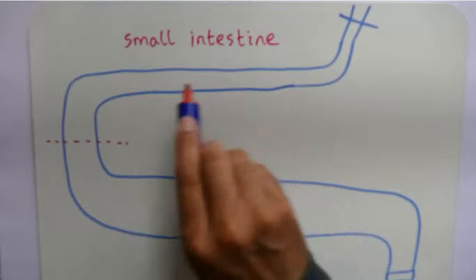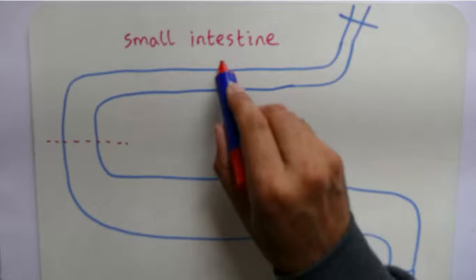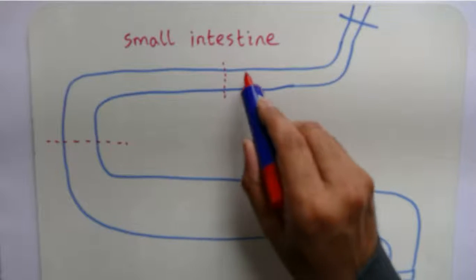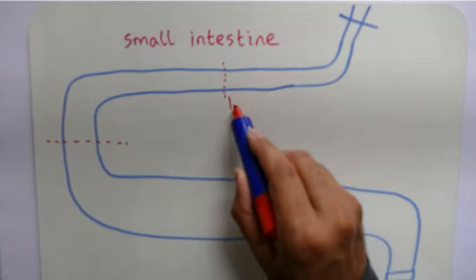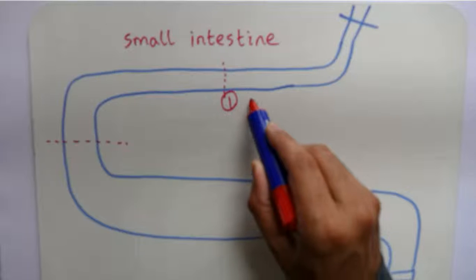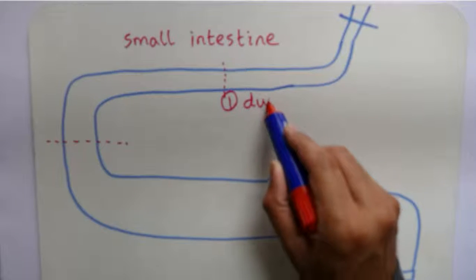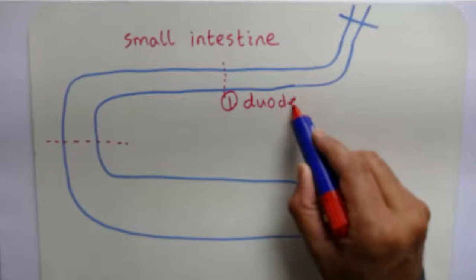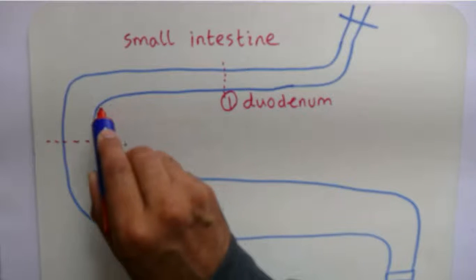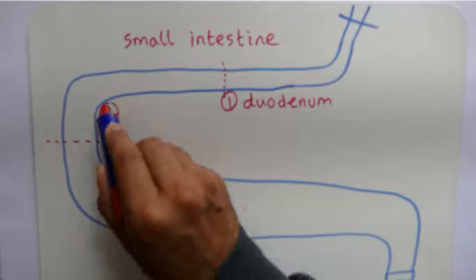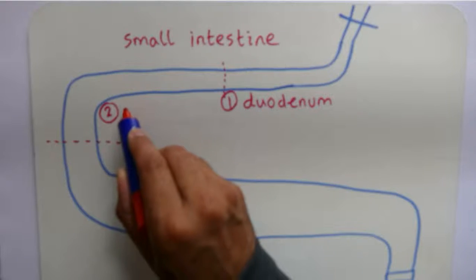We're going to split this into two parts. The first part, we're going to call, we'll write it here, the duodenum. And the second part, we're going to call the ileum.